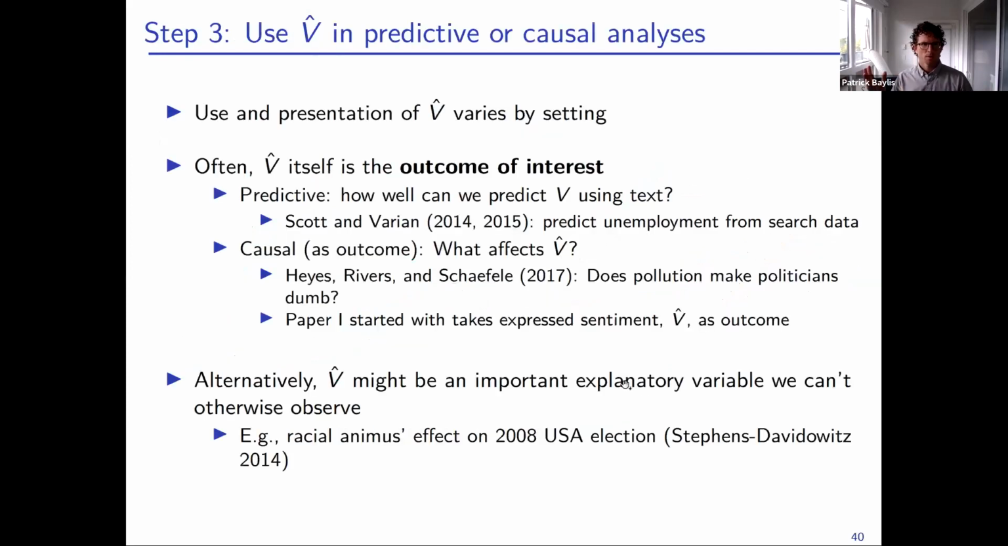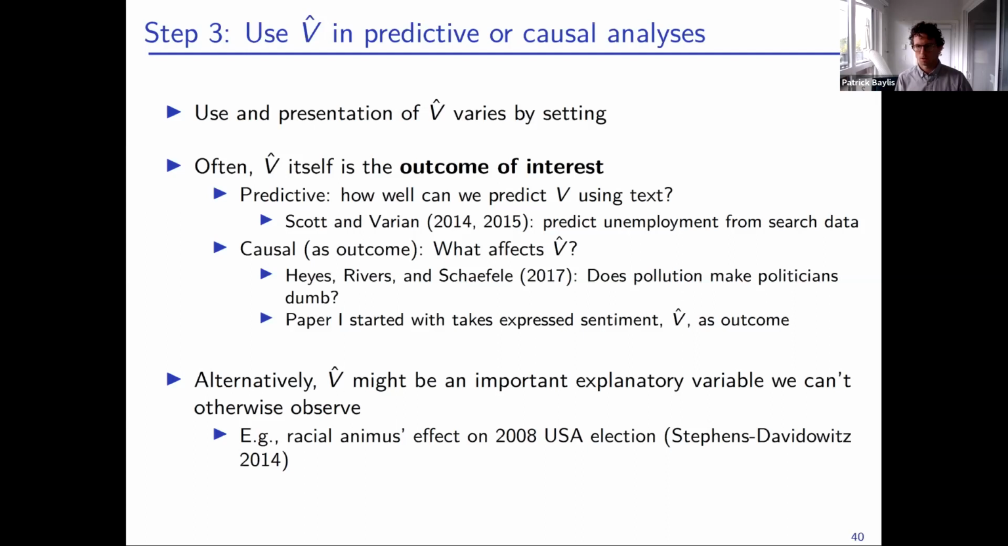The last step is that you want to use V hat in your predictive and causal analysis, and how you use and present this varies a lot by setting. Often V hat is the outcome of interest. If we're doing a predictive model, maybe we want to know how to predict this thing we're interested in using text.